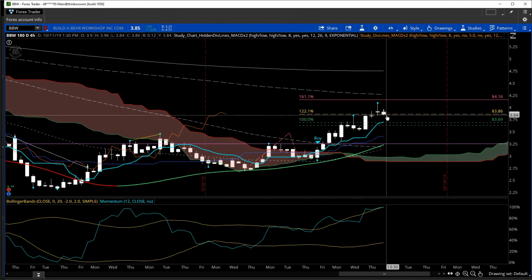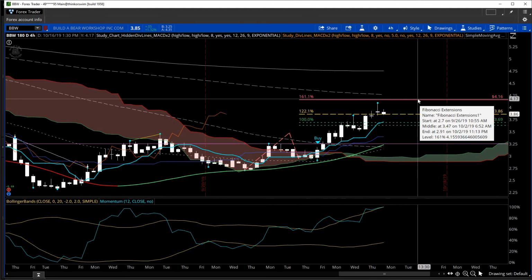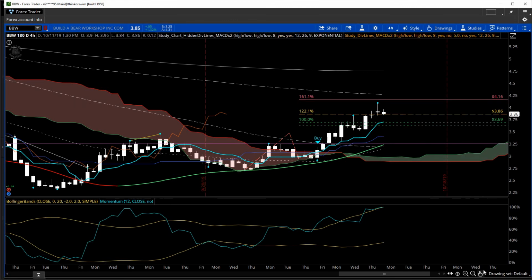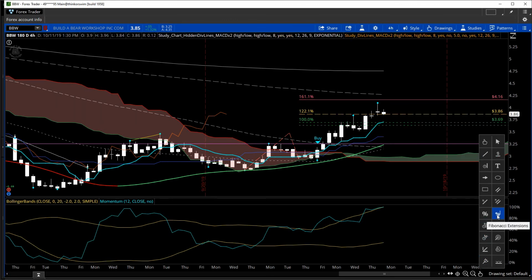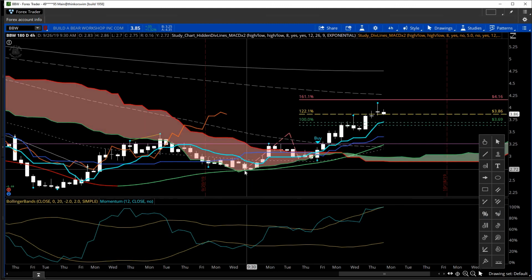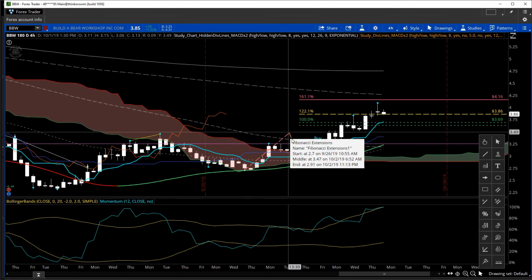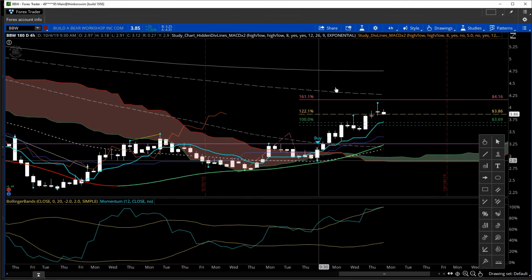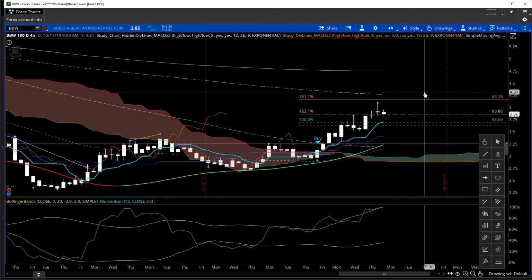Now the question is how far it's going to go, and that's when I use my Fibonacci stuff to help me see how far it will go. You just mark the lowest low and the highest high where it's at the moment, and then where it can retrace back, and it will give you these lines. I have some other videos on that.